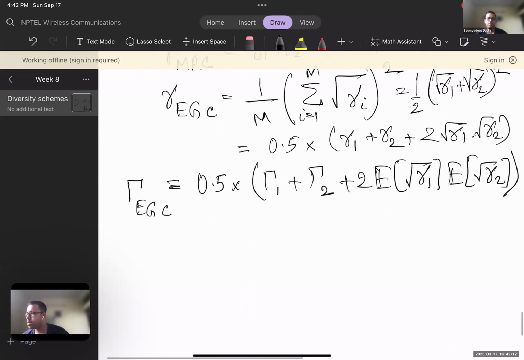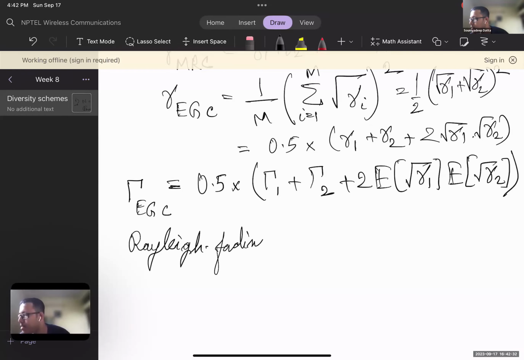But this I don't know, but it can be proved that, so if everything else stays the same, if I'm assuming it is still Rayleigh fading, right? So you can just prove this. So if it is Rayleigh fading, then what is the PDF?